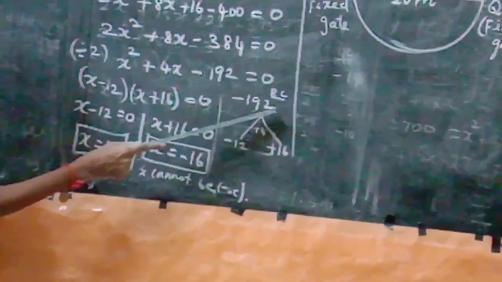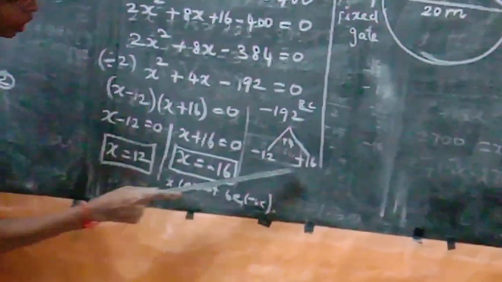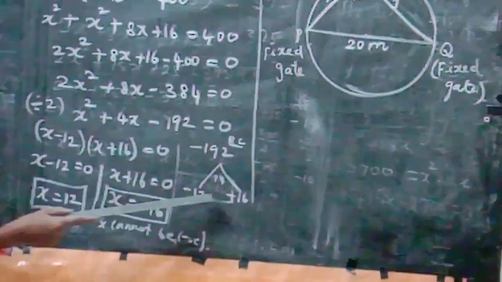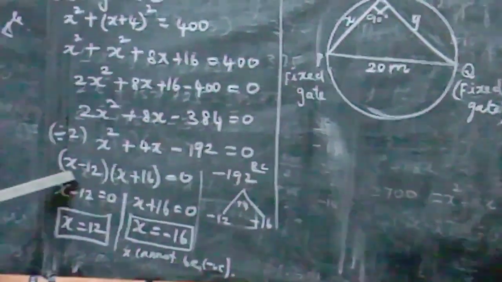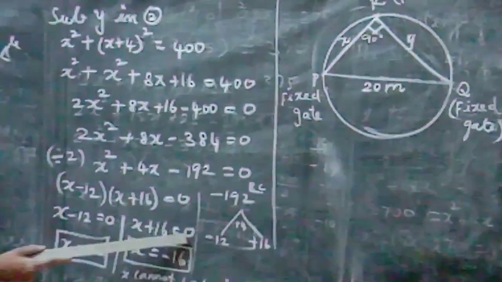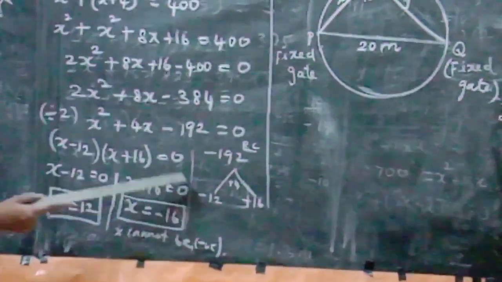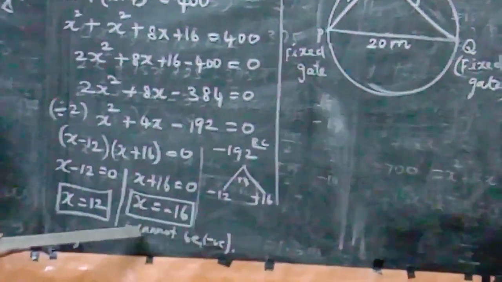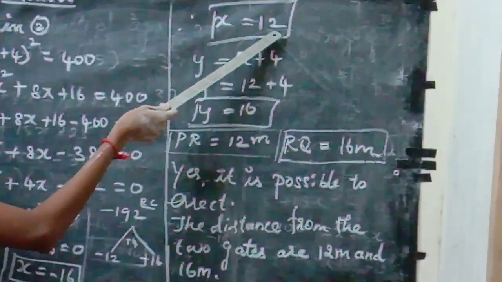Split minus 192 into 2 factors: minus 12 plus 16. Here, while adding these values, we get plus 4. x minus 12 into x plus 16 is equal to 0. Equate each linear factor to 0. x minus 12 is equal to 0, x plus 16 is equal to 0. Minus 12 going to the other side, x is equal to 12. Plus 16 going to the other side, x is equal to minus 16. x cannot be negative. Negative value cannot be considered. Therefore, x is equal to 12.